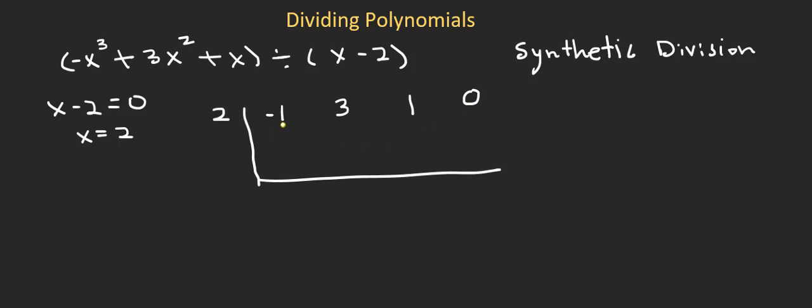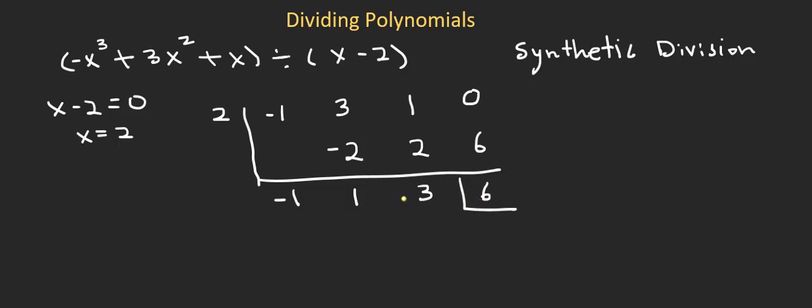Okay, now what you need to do is bring down the first number, which is negative 1, and then multiply 2 times negative 1, which is negative 2. And you add them up, you get 1. And then what's 2 times 1? 2. 1 plus 2 is 3. And then 2 times 3 is 6. And when you add them up, you get 6. This is going to be our remainder.